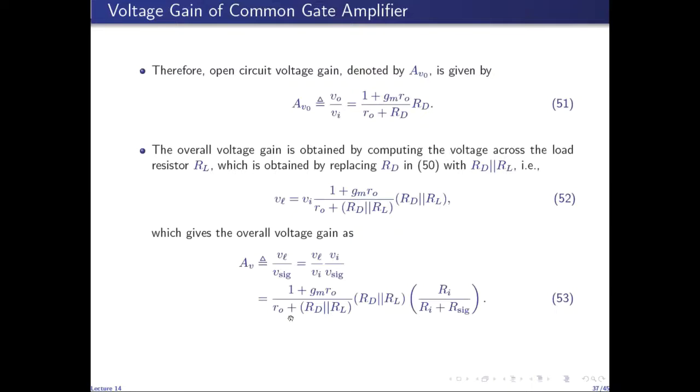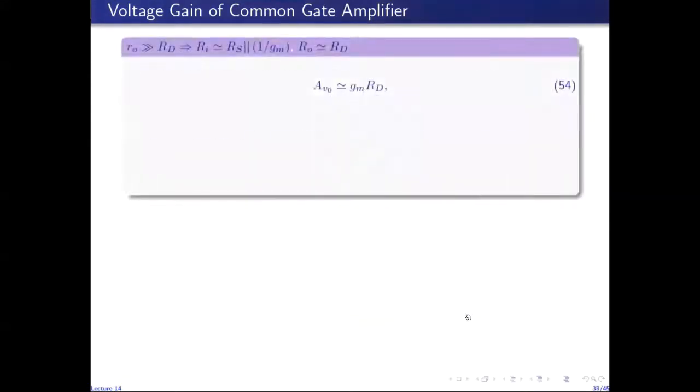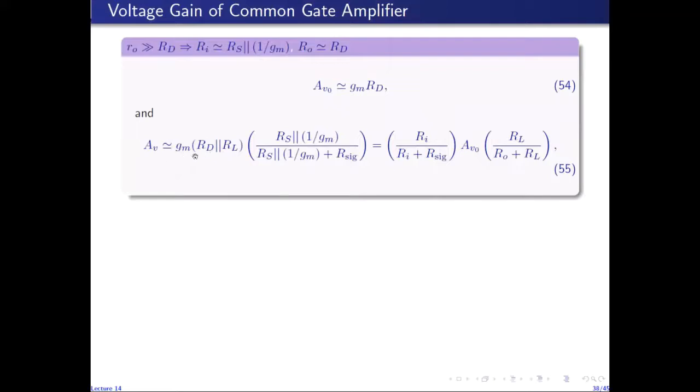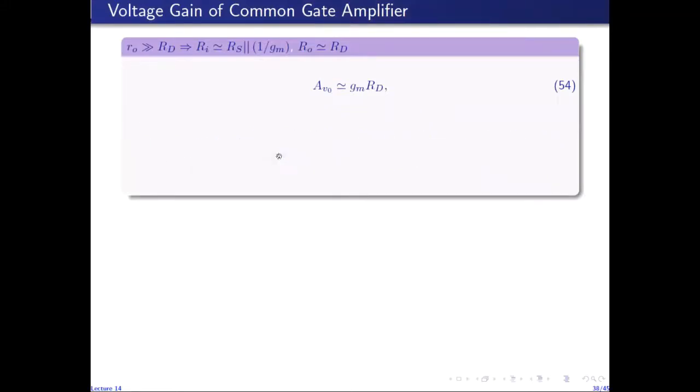Similarly, small R naught is much greater than RD in parallel with RL. So the denominator is approximated by small R naught, and the numerator is approximated by GM R naught, which gets cancelled out. So we'll be left with GM times RD in parallel with RL times this factor, in which we have replaced RI with this approximation.